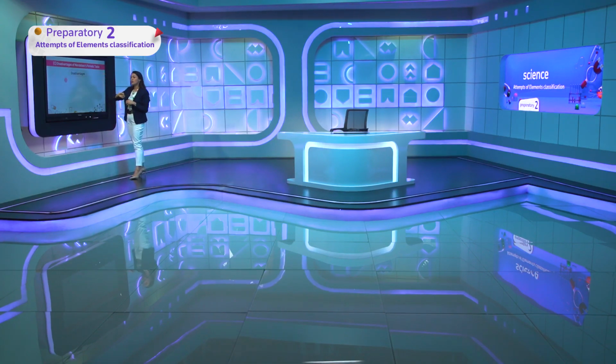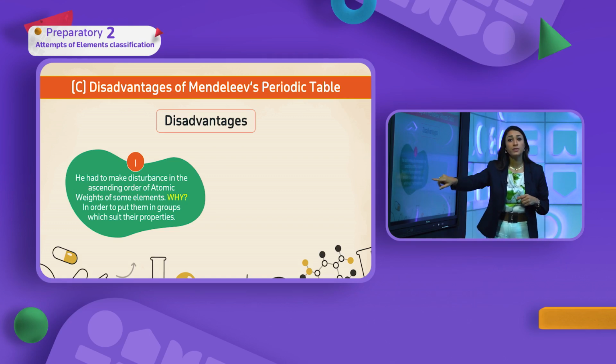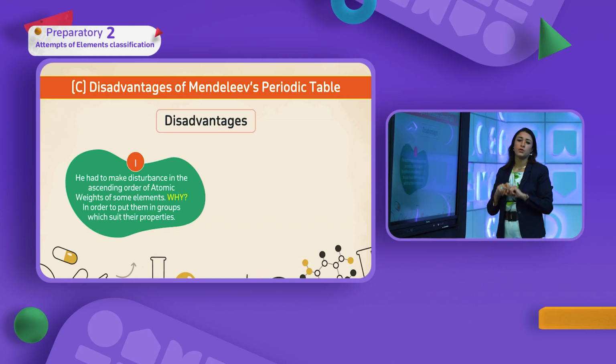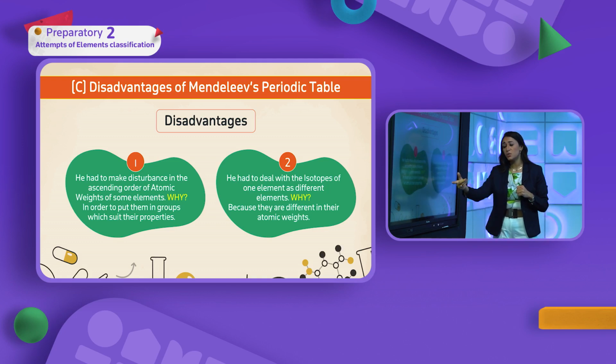Disadvantage. طيب قلنا disadvantage number 1 that he had to make disturbance in his ascending order. Why? Because he had to put them in groups to suit their properties. طيب number 2 he had to deal with the isotopes. Okay, that's why he had to put more than one element in the same space. Because why? Because they had different atomic weights.